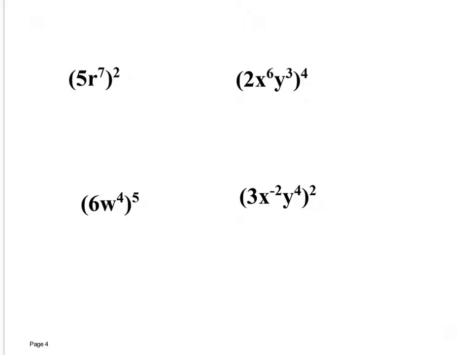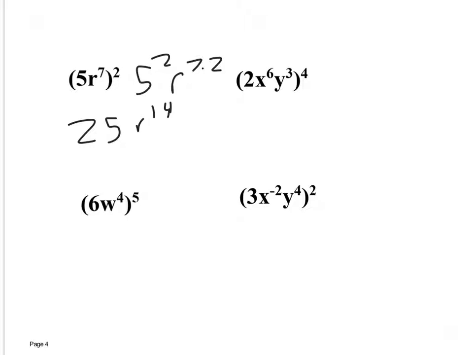Alright, 5r to the 7th, squared. Since 2 is on the outside, I raise everything to the 2. So 5 squared and r to the 7th squared. Now I just simplify. 5 times 5 is 25, r to the 14th. Any questions how to do that?